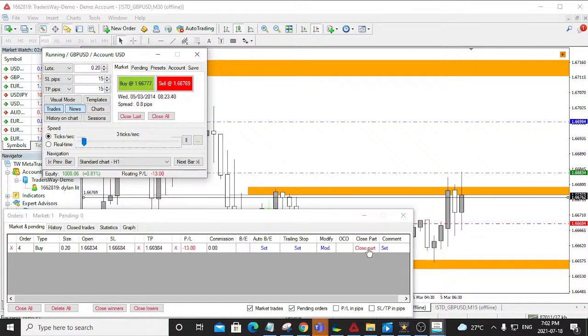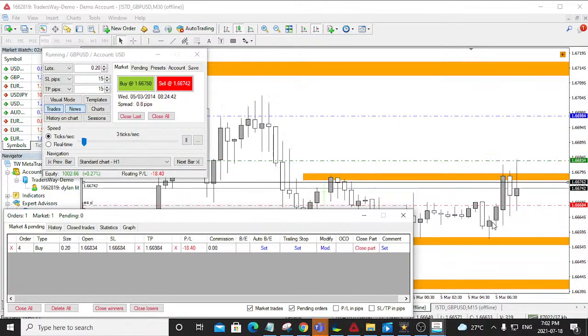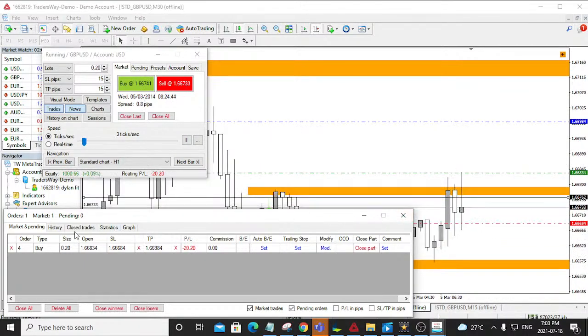To do is... okay, right here. If I do happen to lose this trade, which it does look like I am going to, I have to assess what happened exactly. So I'm gonna call this trade a loss.